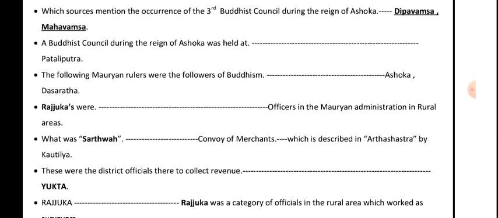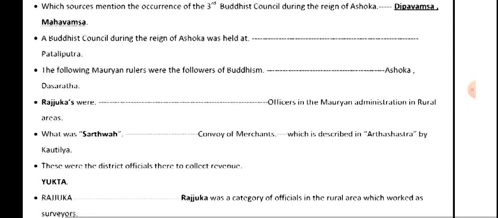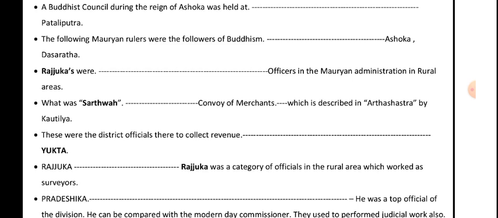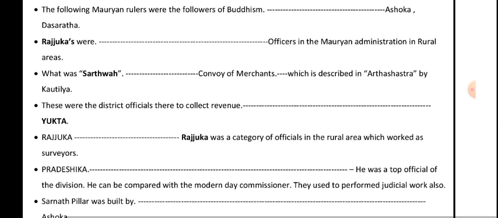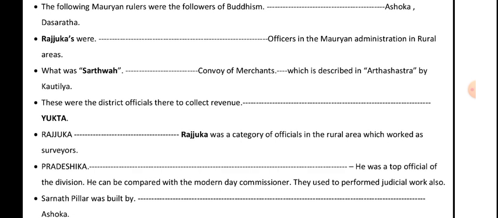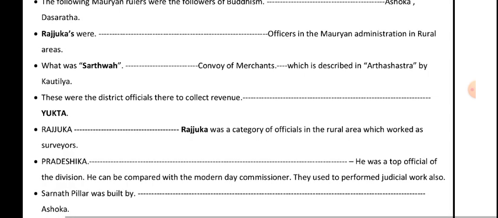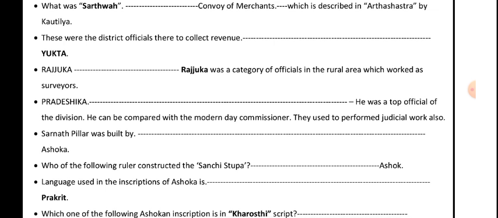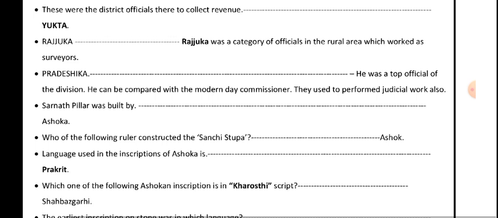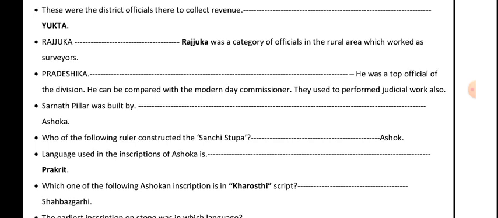Which source mentions the occurrence of the third Buddhist council during the reign of Ashoka? Dipavamsa, Mahavamsa. The Buddhist council during the reign of Ashoka was held at Pataliputra. The following Mauryan rulers were followers of Buddhism: Ashoka, Dasharatha. Rajukas were officers in the Mauryan administration in rural areas. Sarthavaha, convoy of merchants, is described in the Arthashastra by Kautilya. These were the district officials there to collect revenue.